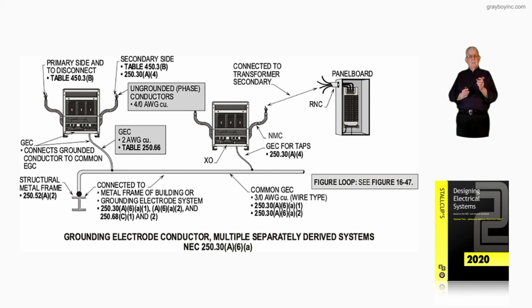So this Figure 16-49 is dealing with the grounding electrode conductor for multiple separately derived systems, when you would have a 3/0 shown, maximum size, and the tap conductors from the individual separately derived system sized based upon the secondary conductor supplying the equipment. And that's what this illustration 16-49 is illustrating.